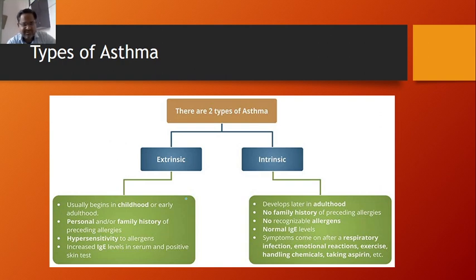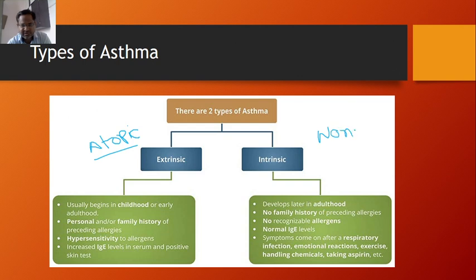Extrinsic asthma is also called atopic asthma. It is called the childhood onset asthma. It is called atopic because it is a genetic tendency to develop an allergic disease. The second one is called non-atopic asthma, or intrinsic asthma.